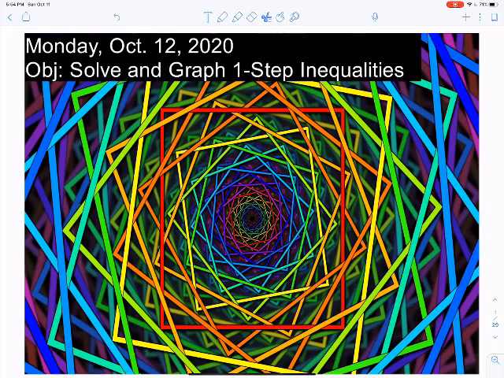Hello students. Today we're going to look at solving and graphing one-step inequalities. This lesson is going to be divided up into several sections, so be prepared for that. We're going to work a little bit, and then we'll have you do an activity. And then you'll see the answers to the activity in the next video.